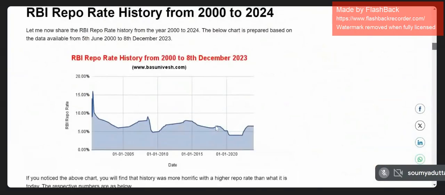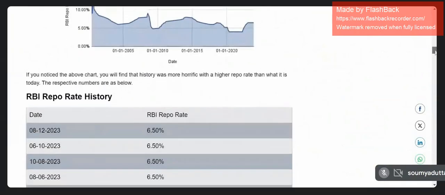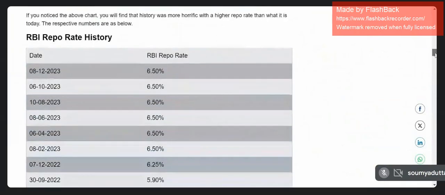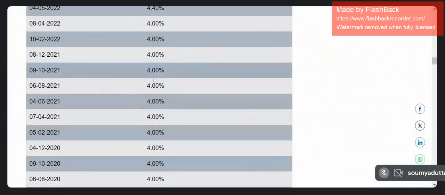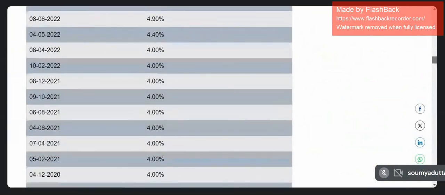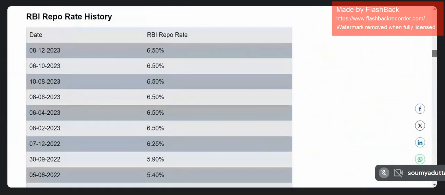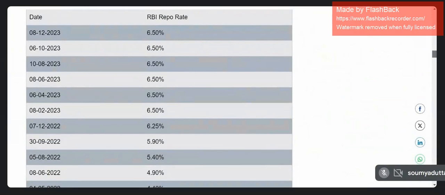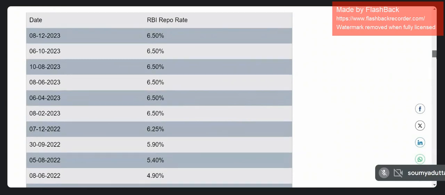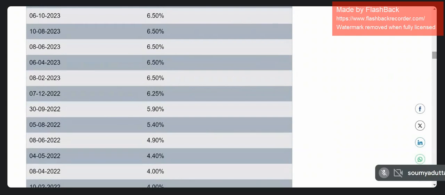See, in 2021 it was at 4%, and now it has increased to 6.5%. So whenever the repo rate increases, your loan rates increase, and your FD rates also increase. So these NBFCs get more margin. More interest is going to come when the loan rates are high, because already issued loans get higher interest.